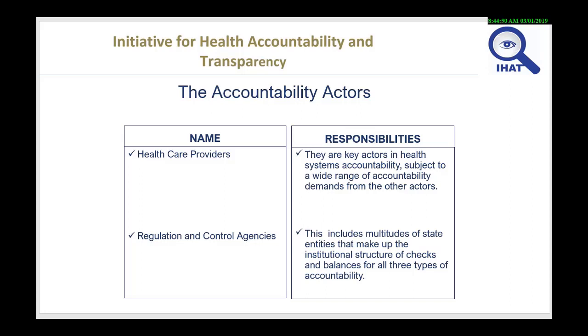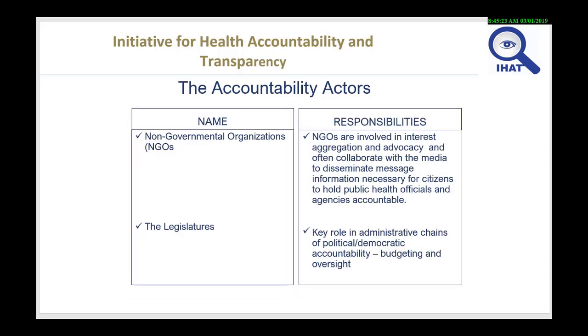We also have the regulation and control agencies, and these include a multitude of state entities that make up the institutional structure of checks and balances for all the three types of accountability. The professional regulatory bodies and agencies are central because they play a very key role in regulating and controlling practices. There are the NGOs. NGOs are involved to aggregate the interests of the citizens and also for advocacy. And they often collaborate also with the media to disseminate information necessary for citizens to hold public health officials and agencies accountable. We have the legislators.